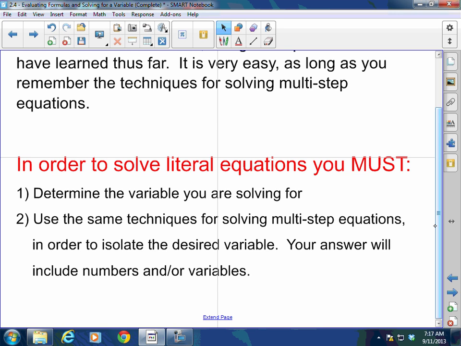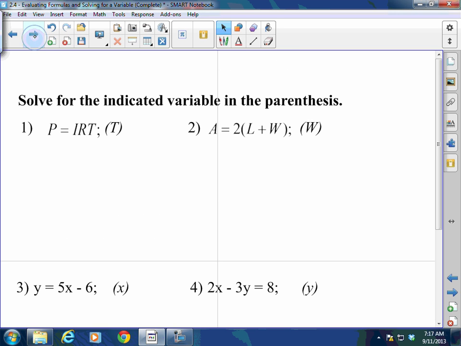Let's go ahead and practice. We have a whole bunch of practice here, and I think it's going to help us out. Solve for the indicated variable in the parentheses. Okay, so for this first one, we're solving for t. So the first thing to do is isolate t. My t is right there, all right? Solve the equation like normal. There's no distributive property. You don't have to worry about that. You don't have to combine like terms. This is basically a one-step equation, a single-step equation.